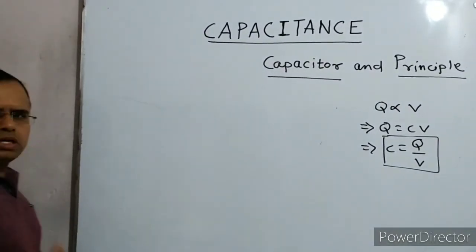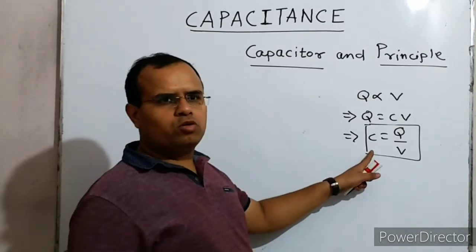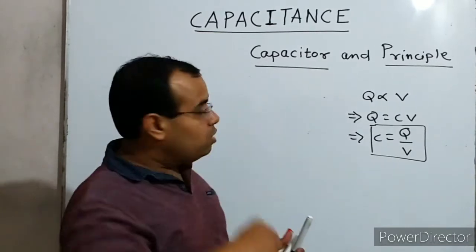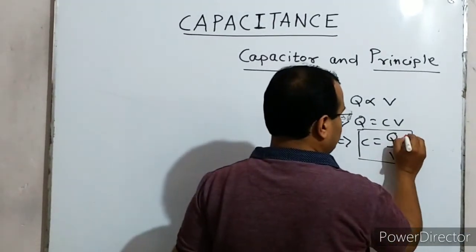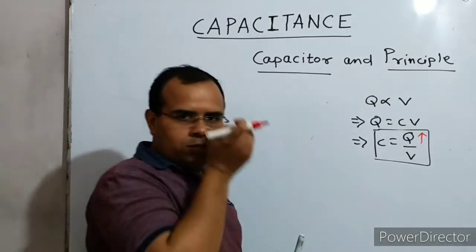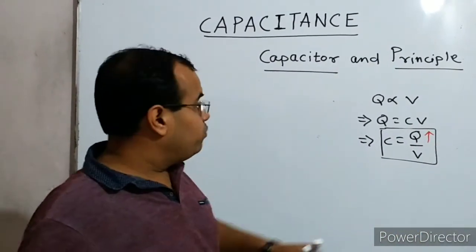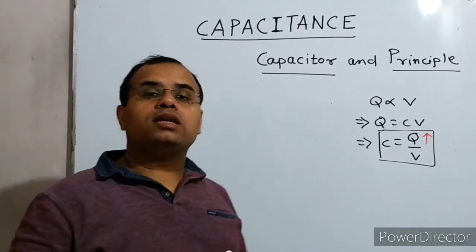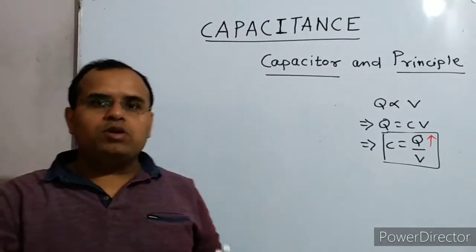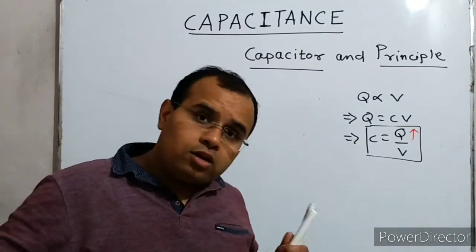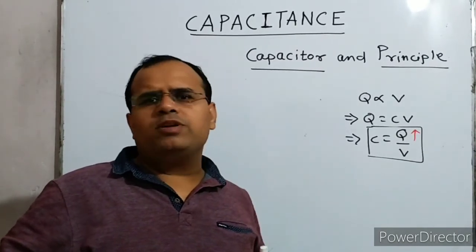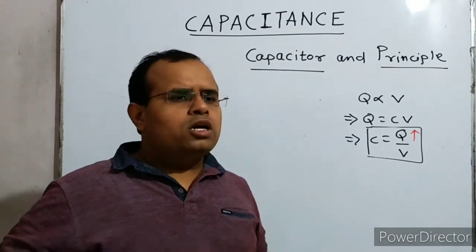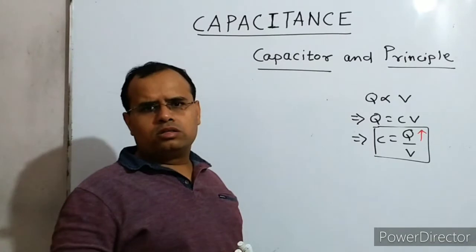If you want to increase the capacitance of the capacitor, there are two ways. In fact there are three ways, but just now we are discussing two. The first way is to provide more and more charge to the conductor. As you increase the charge, you would find that the capacitance is also increasing. But as I told you earlier, there is a limit up to which a conductor can hold charge. After that limit you can't provide more charge, or though you can provide it, the conductor won't be able to hold it. So one way is to increase the charge Q.